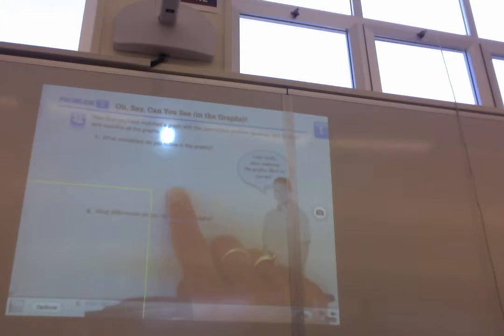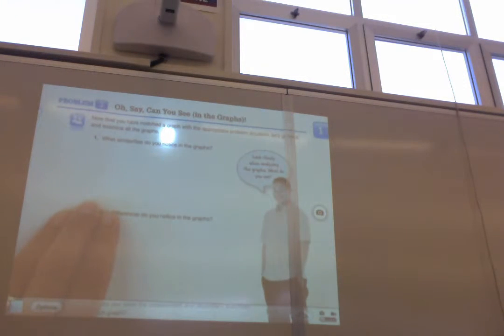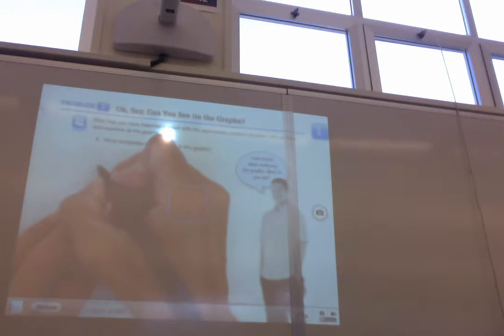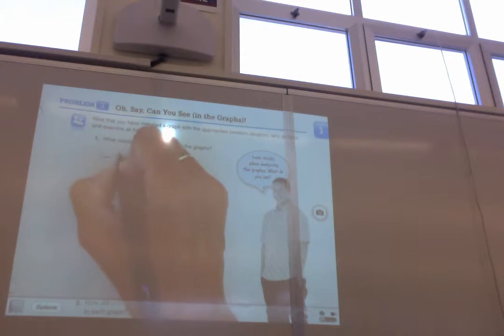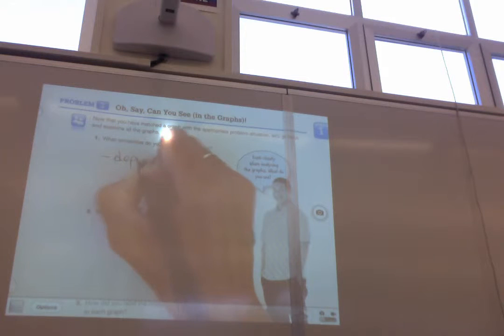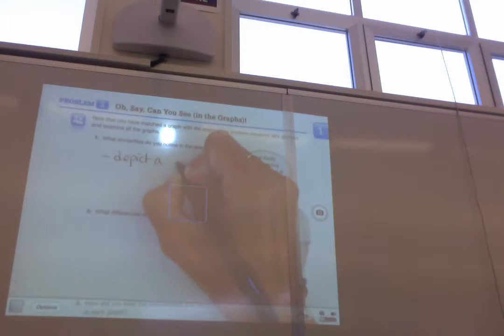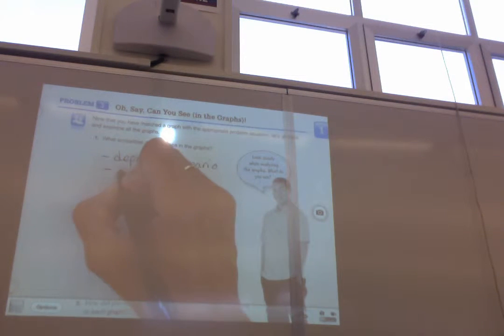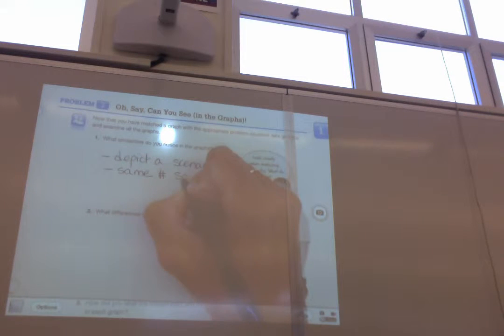Similarities. Jerry. They all depict a scenario. Excuse me? They all depict a scenario. So they're a picture that means something. They all have the same amount of squares. Same number of squares.